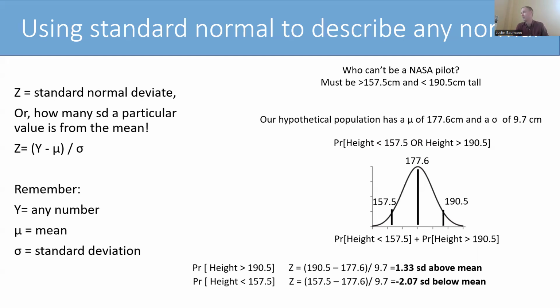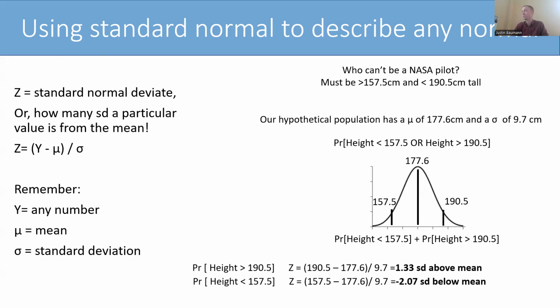So that means one standard deviation. So we make 177.6 the 0. One standard deviation up is 9.7 plus 177.6. 2 would be you add another 9.7. 3, you add another 9.7. The other direction, you subtract those 9.7s. So we're going to write a bounded probability. We want to know what's the probability of your height being less than 157.5 or greater than 190.5, because those are the people who can't fly for NASA.